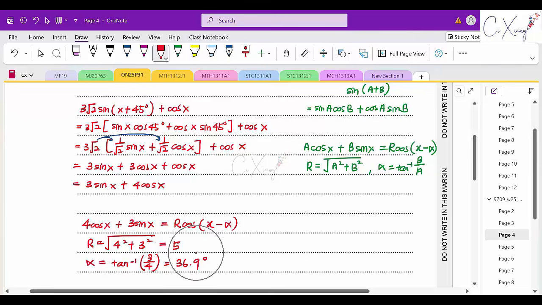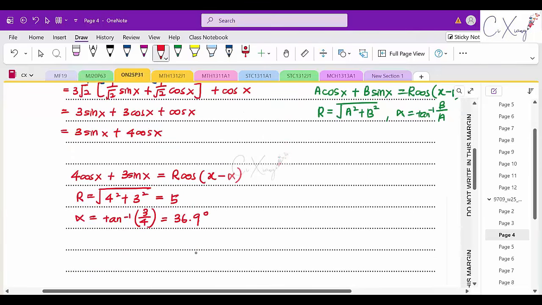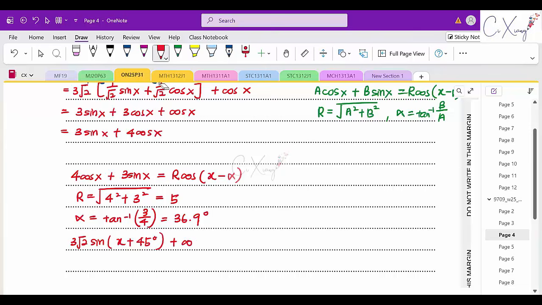Okay, and after that, let us rewrite our answer again. What we have here is your original equation, 3 sin(2x + 45) plus cos x, can be written as 5 cos(x minus alpha), 36.9. Okay, so this is what you have for part A in question number 3.